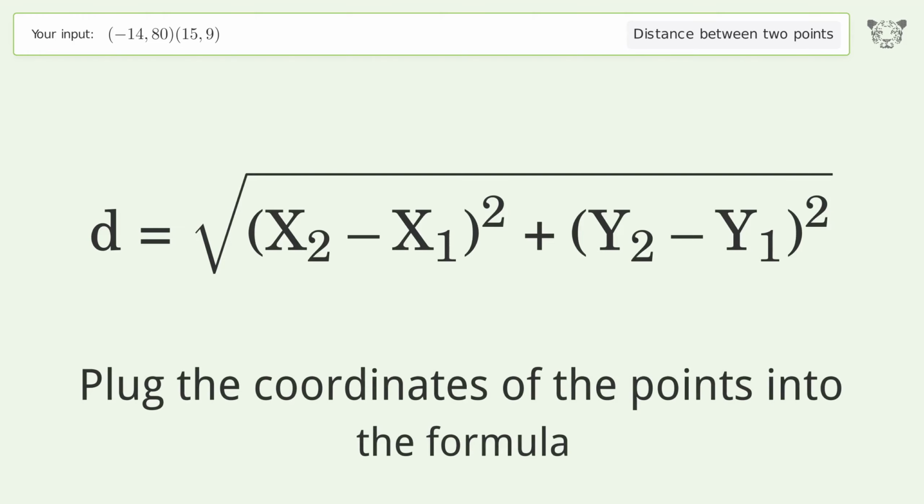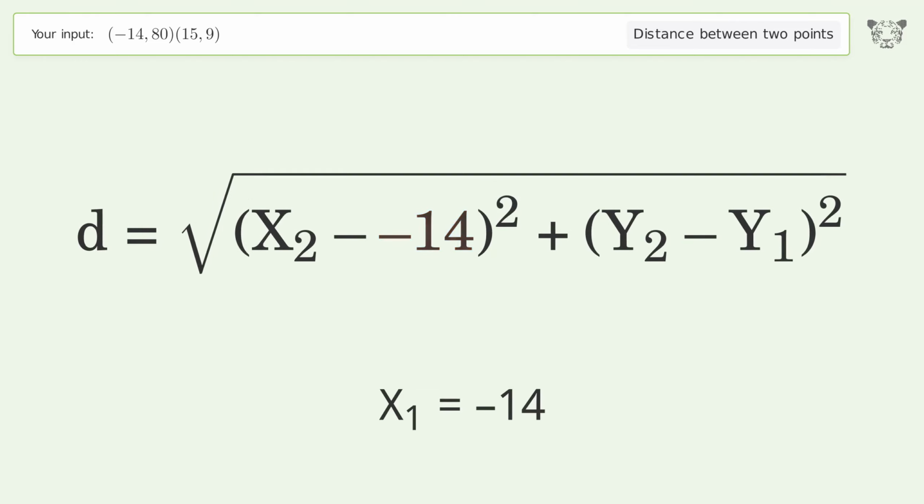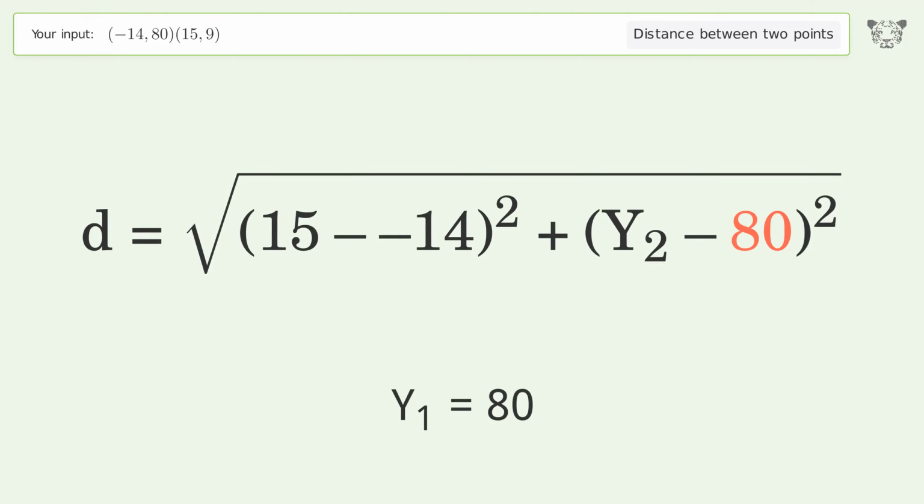Plug the coordinates of the points into the formula. x1 equals -14. x2 equals 15. y1 equals 80. y2 equals 9.